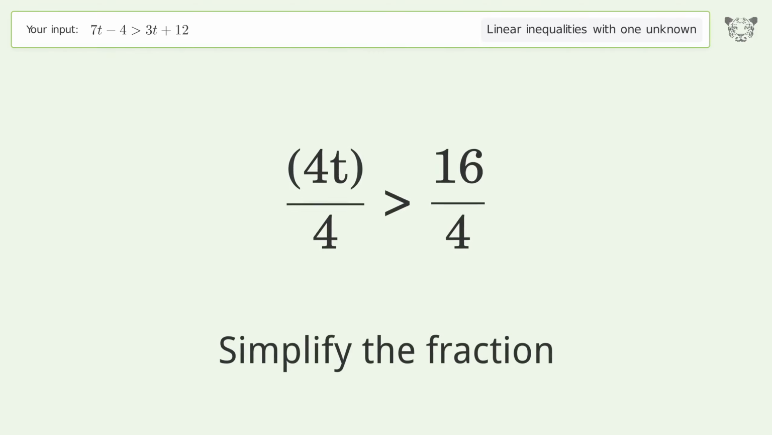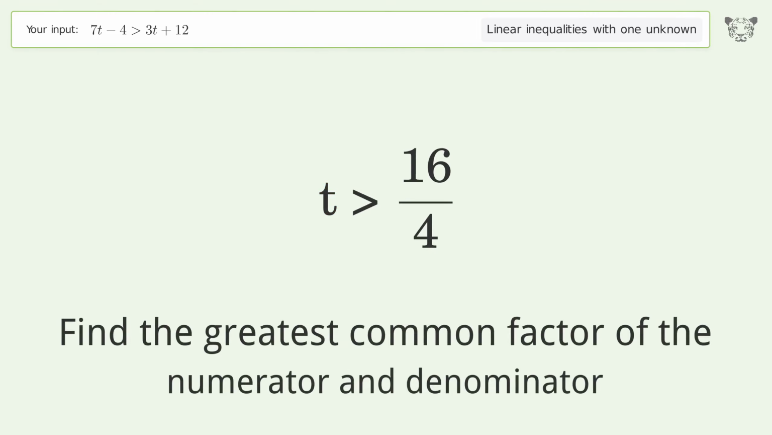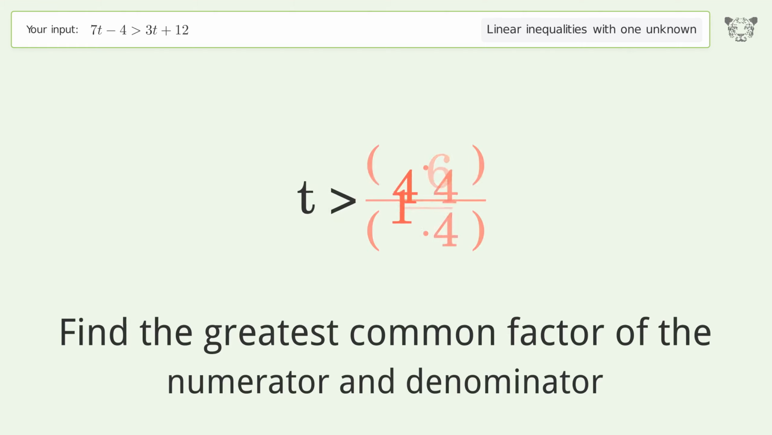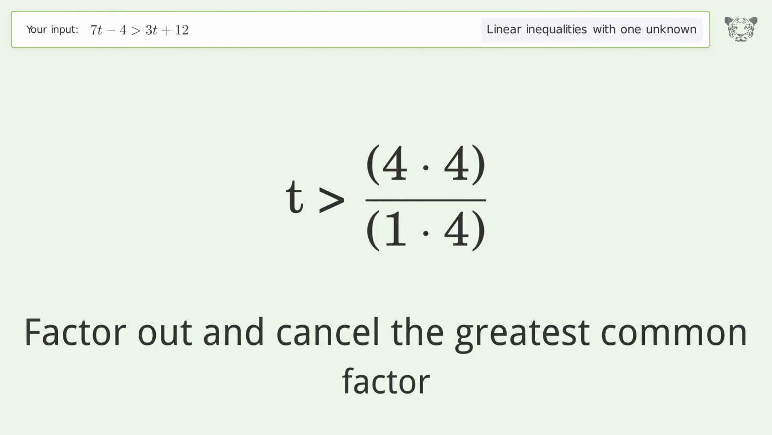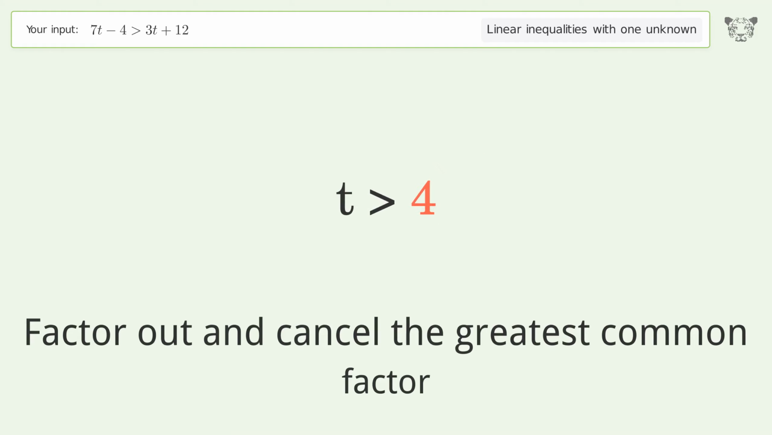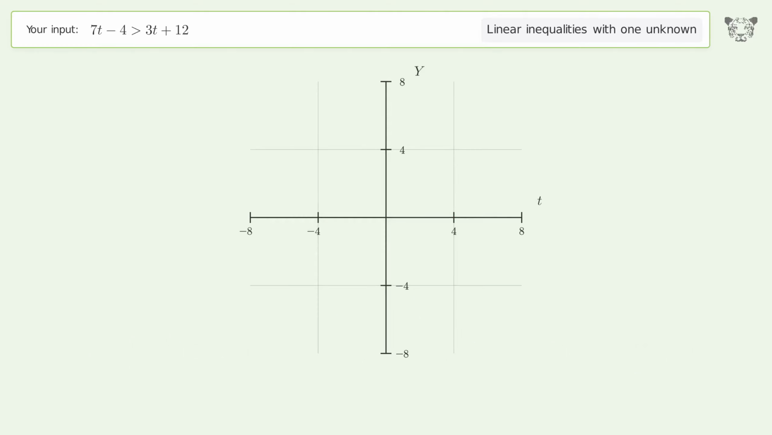Simplify the fraction. Find the greatest common factor of the numerator and denominator. Factor out and cancel the greatest common factor. Plot the solution on a coordinate grid. And so the final result is t greater than 4.